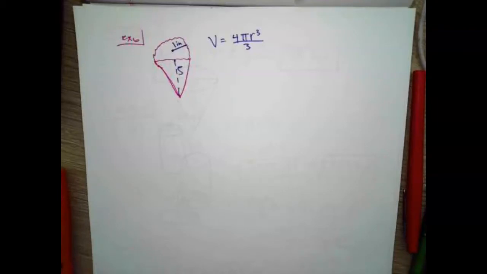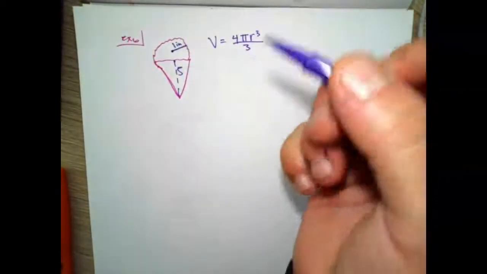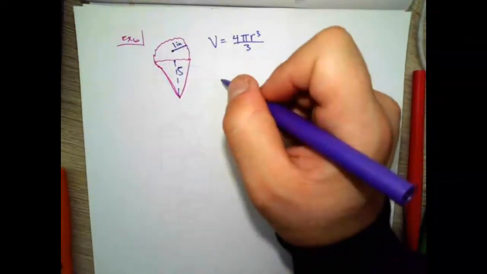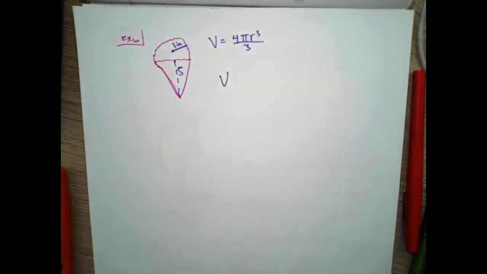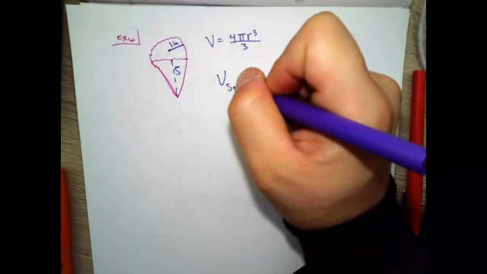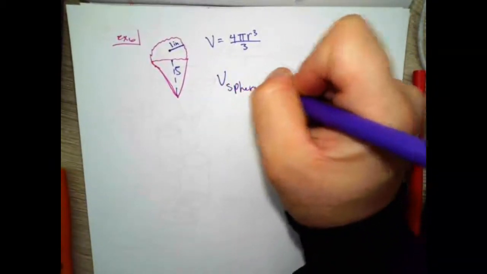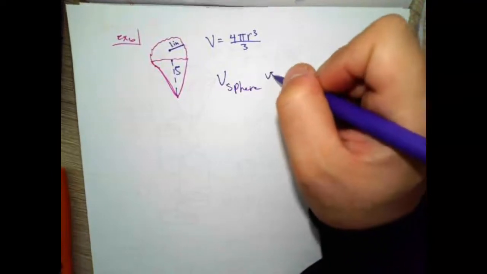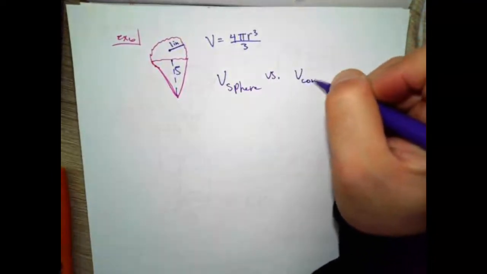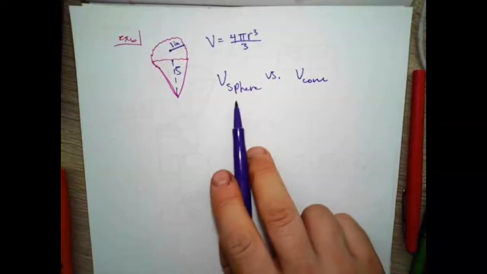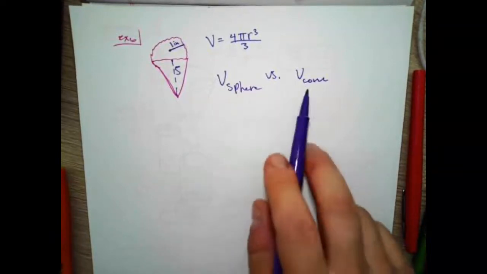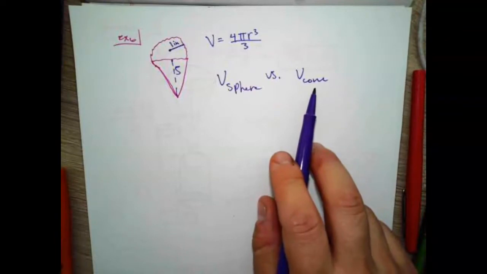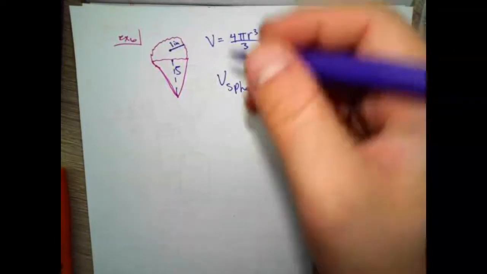So this is what we're going to do, right? We're basically going to take the volume of the sphere. Remember, the sphere is the ice cream, right? The volume of the sphere versus the volume of the cone is kind of what we're looking at, right? If the ice cream has a higher volume, it's going to overflow. If the cone has a higher volume, it's not going to overflow.